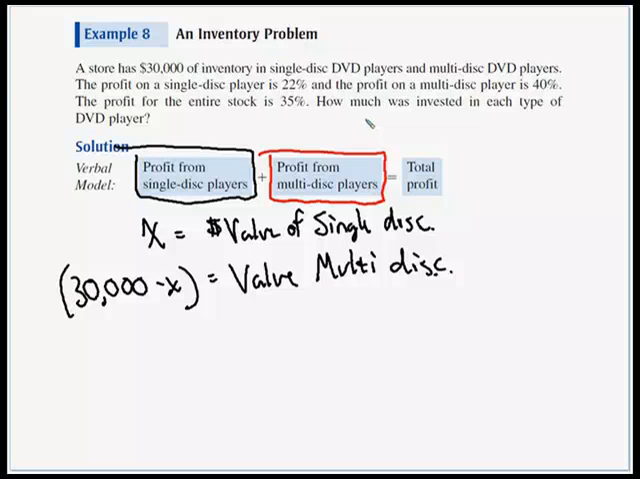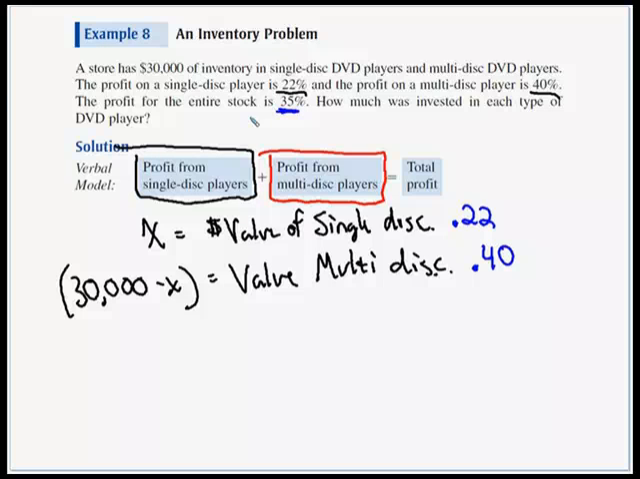And then we also bring in the profit. The single disc player is 22%, and the multi-disc is 40%. So, somewhere along the line, for the single disc, we're going to use 22% or 0.22. The multi-disc has 40%. Somewhere along the line, we're going to multiply that by 0.40. And the entire stock has a profit of 35%.